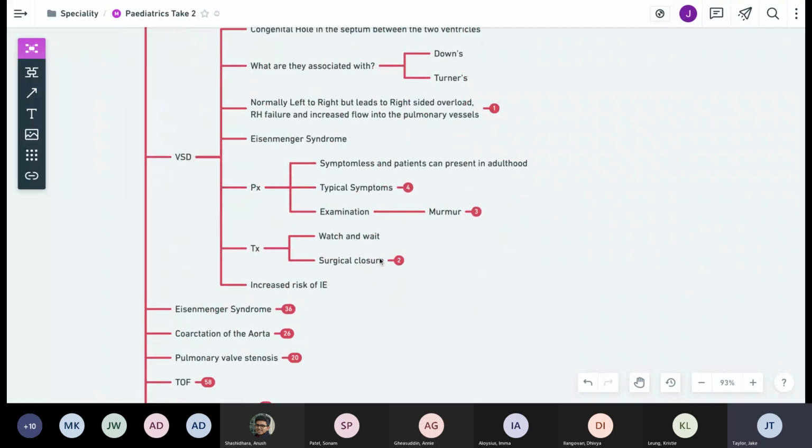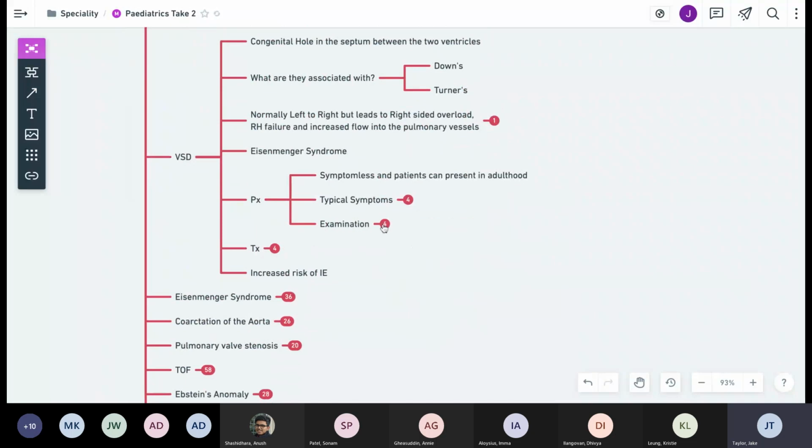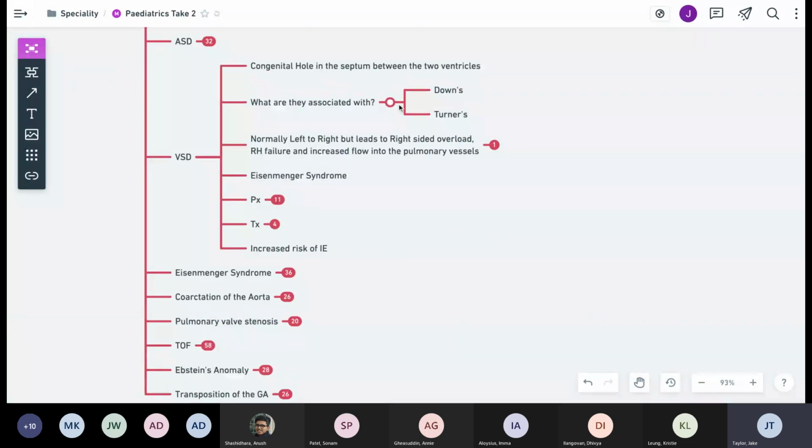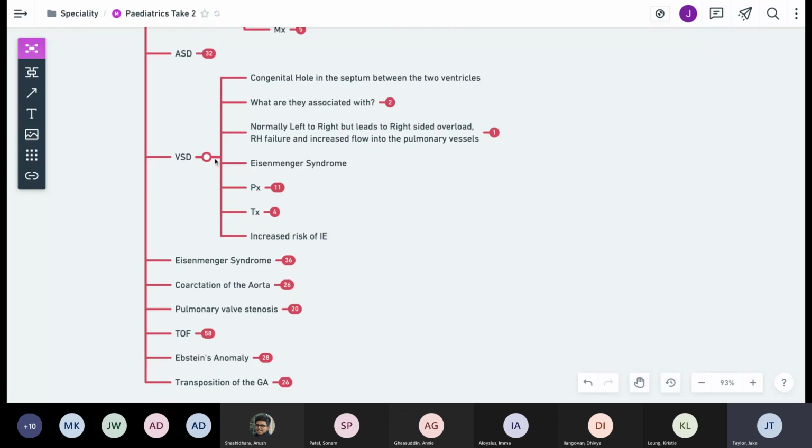Treatment for these is watch and wait, again, or surgical closure by the same means. And these patients do have increased risk of infective endocarditis. Different sources say different things, but apparently some do get prophylactic antibiotics, though I know that's not always the case. It depends on local guidelines and regulations. Okay, so that's VSD and ASD.